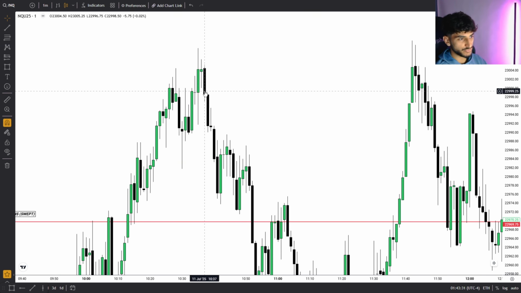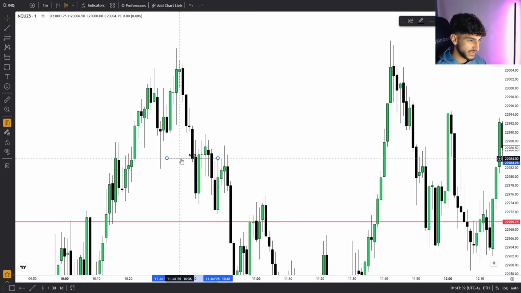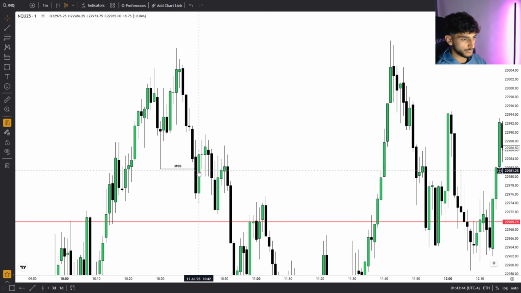Then eventually we do get a break of market structure to the downside and a displacement creating that market structure shift. As we can see right here, price broke market structure to the downside and it closed way below this swing low. That is considered to be a displacement and a market structure shift to the downside. Now, with that comes a fair value gap. As we can see right here, a fair value gap was created at 10:40.